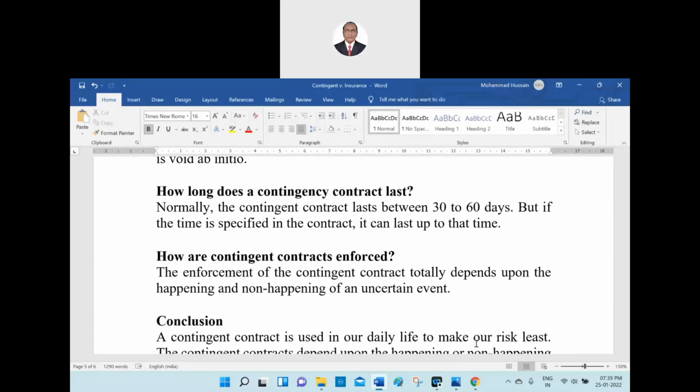The time factor would also be there. If the time factor goes beyond that, it becomes void. Like if I crack a joke today, can you laugh tomorrow?